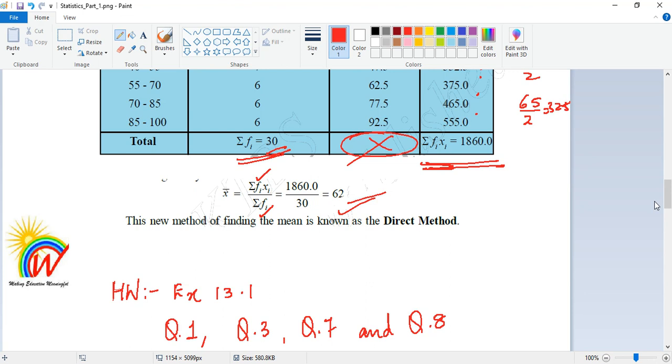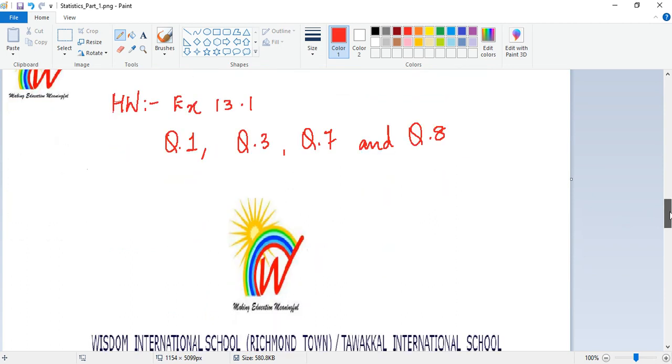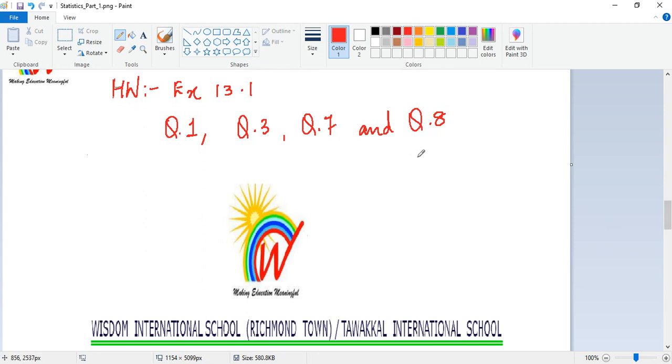You have to solve the problems from exercise 13.1 as homework, and only use the direct method. You can just do question number 1, 3, 7 and 8. No need to do other problems. These many problems are more than enough, because the others may involve the other higher methods which we are not learning anyway. So only using this method you can do these 4 problems from this exercise.